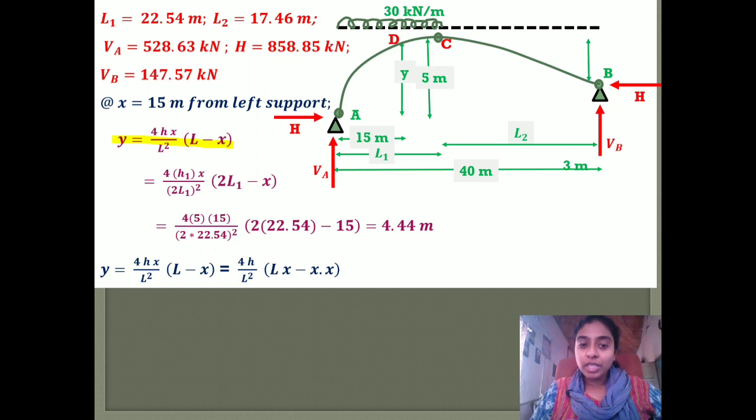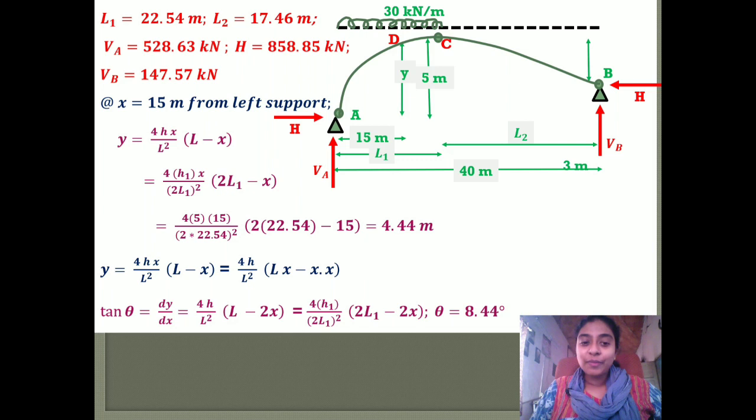We know y is equal to 4hx by L square into L minus x. Multiplying this x inside, we get 4h by L square into Lx minus x square. Now we know the slope of the parabola, tan theta is equal to dy by dx. 4h by L square is constant. Differentiating Lx we get L, and differentiating x square we get 2x. So tan theta is equal to dy by dx is equal to 4h by L square into L minus 2x.